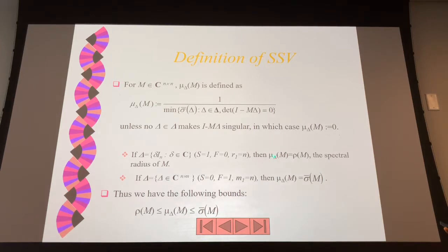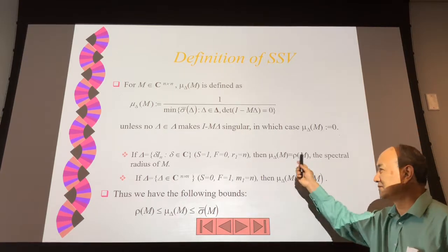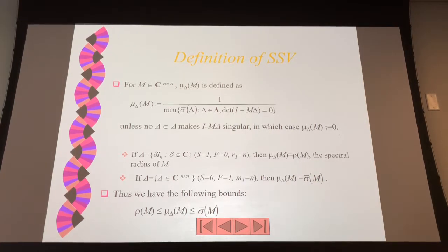So in this case, the structured singular value of M is the spectral radius of M. So that's easy. However, if you have a fully populated, so this is S is zero, meaning you don't have a scalar set. F is one, a fully populated block, M1 is N, but everything is fully populated. So then the mu will be the maximum singular value of M. Okay? Maximum singular value of M. So you can see the mu should be between the spectral radius rho of M and sigma bar of M. Interesting. So it's bracketed in between these.